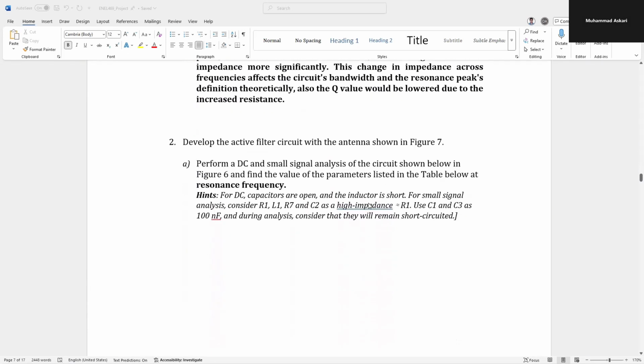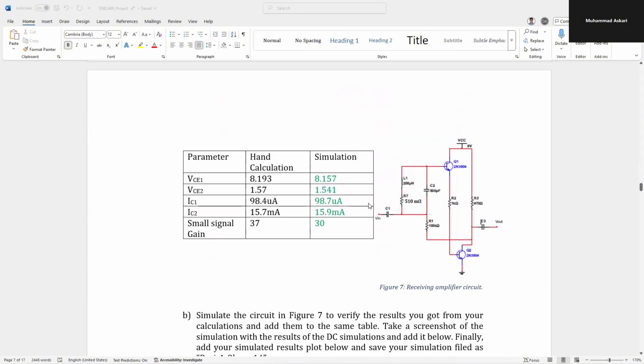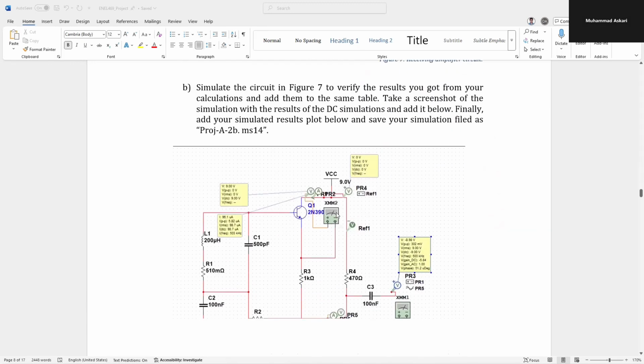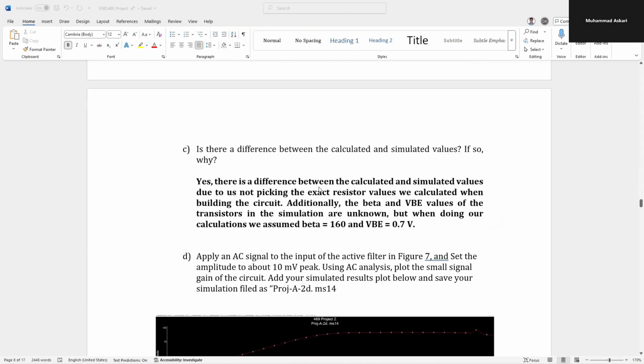And here for the second question, we performed DC and small signal analysis for the circuit, and here are our calculated values and the values from the simulation. Then for part B, there's the simulation we did. For part C, there was a bit of a difference because of the assumed beta and VBE values. The beta was 160 and the VBE was 0.7.